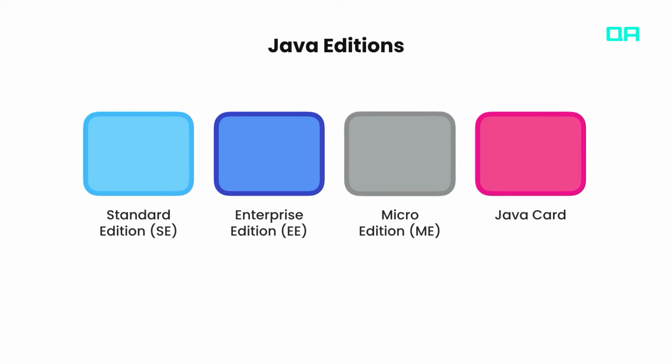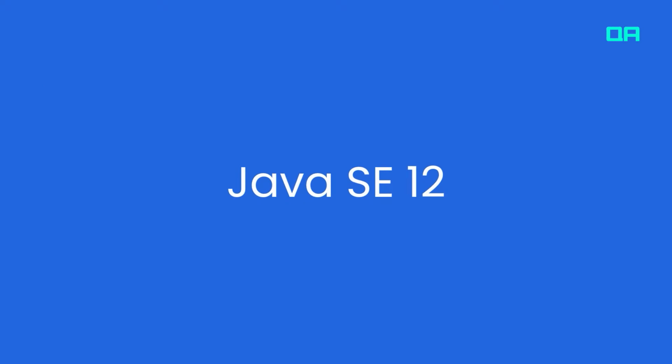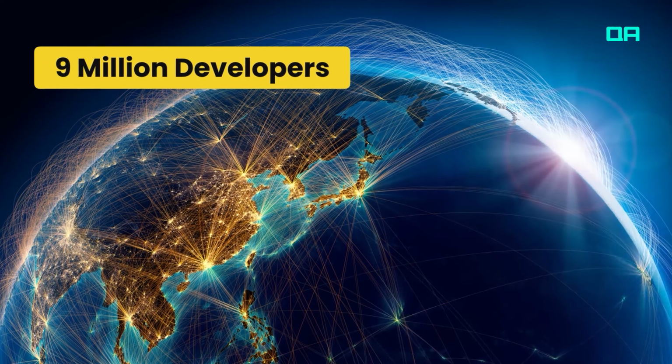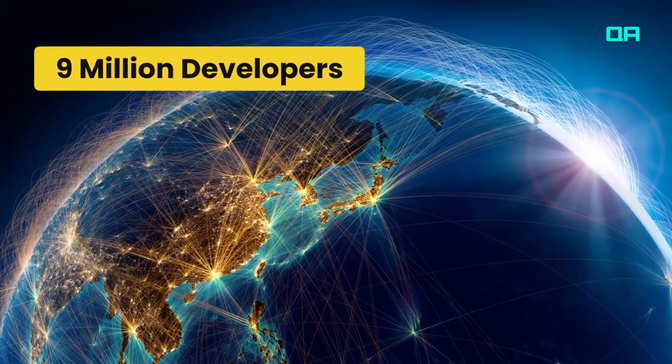We have Java Micro Edition, which is a subset of Java Standard Edition designed for mobile devices. So it has libraries specific to mobile devices. And finally, we have Java Card, which is used in smart cards. The latest version of Java is Java Standard Edition 12, which was released just a few months ago in March 2019. Java has close to 9 million developers worldwide.